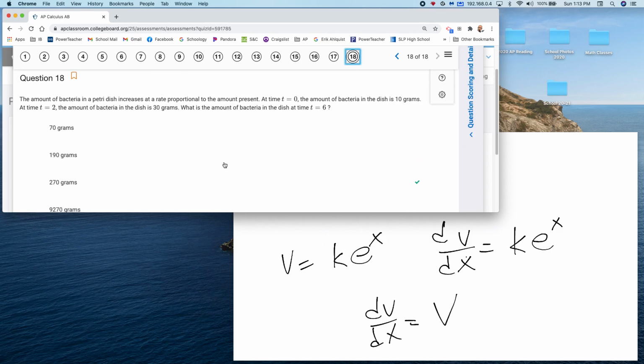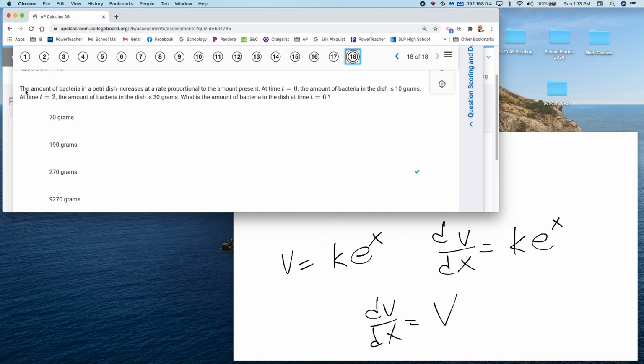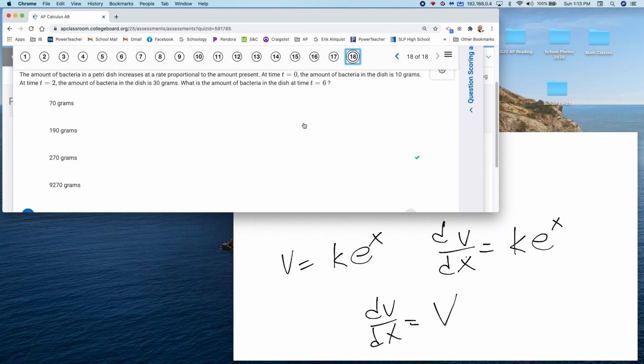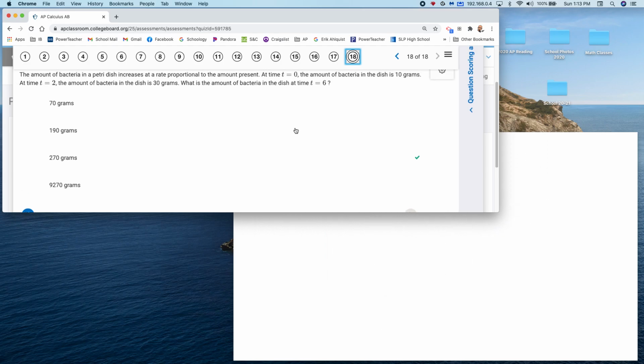18, the amount of bacteria in a petri dish increases at a rate proportional to the amount present. At time t equals 0, the amount of bacteria in the dish is 10 grams. At time t equals 2, the amount of bacteria in the... this is one we really actually didn't cover.